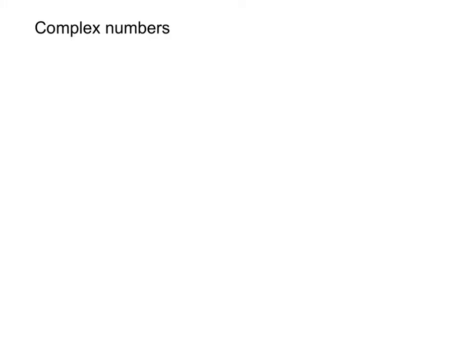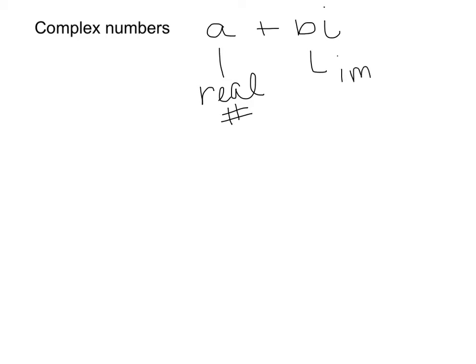Now let's look at complex numbers. So complex numbers are written in the form a plus bi. The a is used for the real numbers. The bi is used for the imaginary numbers. And you know that the b is the imaginary part because it has the i that follows it.